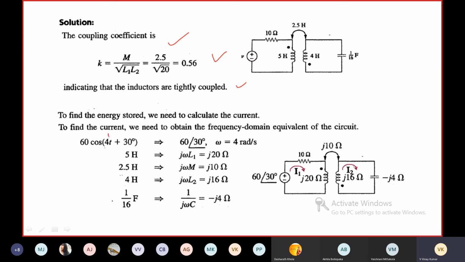Okay, so this is in time domain; in frequency domain this is written like this: 60 angle 30 degrees. 5 ohm, j omega L1 is j20, 2.5 Henry. This is mutual inductance, in frequency domain it is written j omega M, which is equal to j10, where omega is 4 radian per second. 4 Henry means j omega L2, j16. 1 by 16 farads is capacitance. In frequency domain, impedance 1 by j omega C means minus j4.